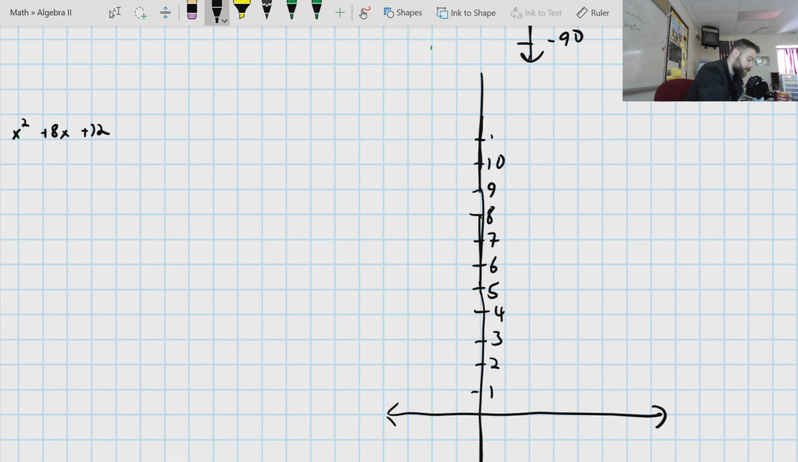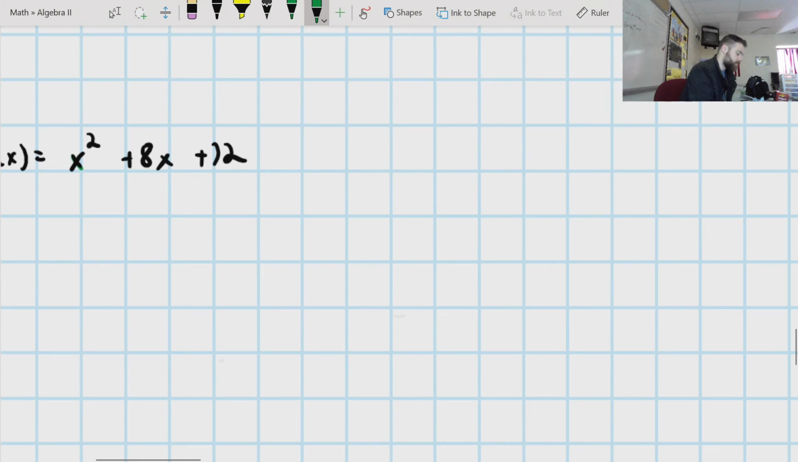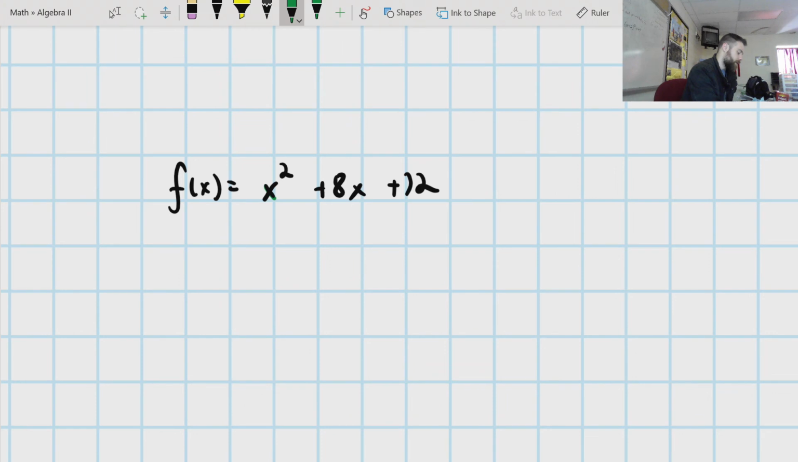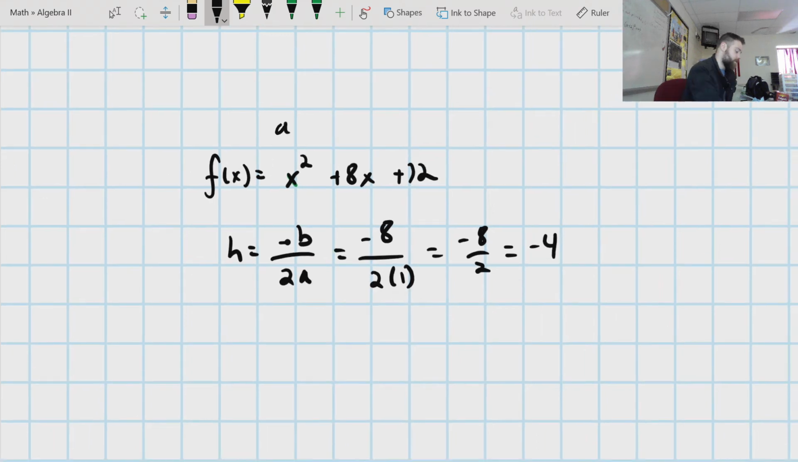$11, $12. Just mark 13 for good measure. And so I graph this function, and it hits 12. Okay. And then I calculate h. It's going to be negative b over 2a. So opposite of b is negative 8 over 2 times 1. So 2 times 1 is 2. So negative 8 divided by 2, which is negative 4. So I've got a equals 1, b equals 8, and c equals 12.